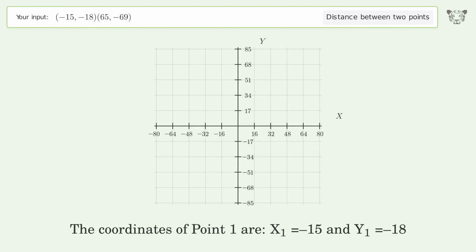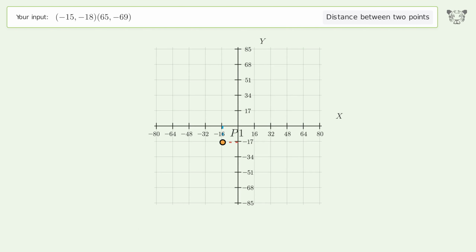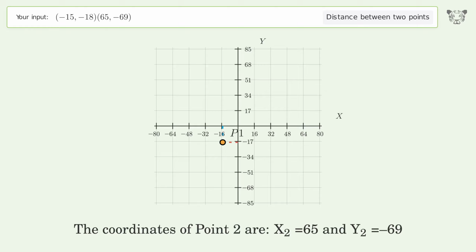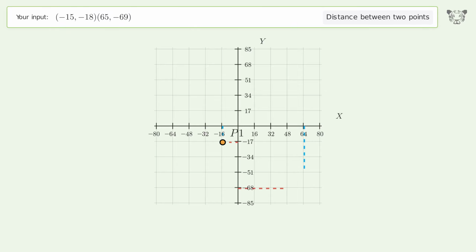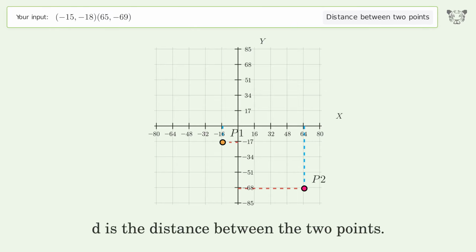The coordinates of point 1 are x1 equals -15 and y1 equals -18. The coordinates of point 2 are x2 equals 65 and y2 equals -69. D is the distance between the 2 points.